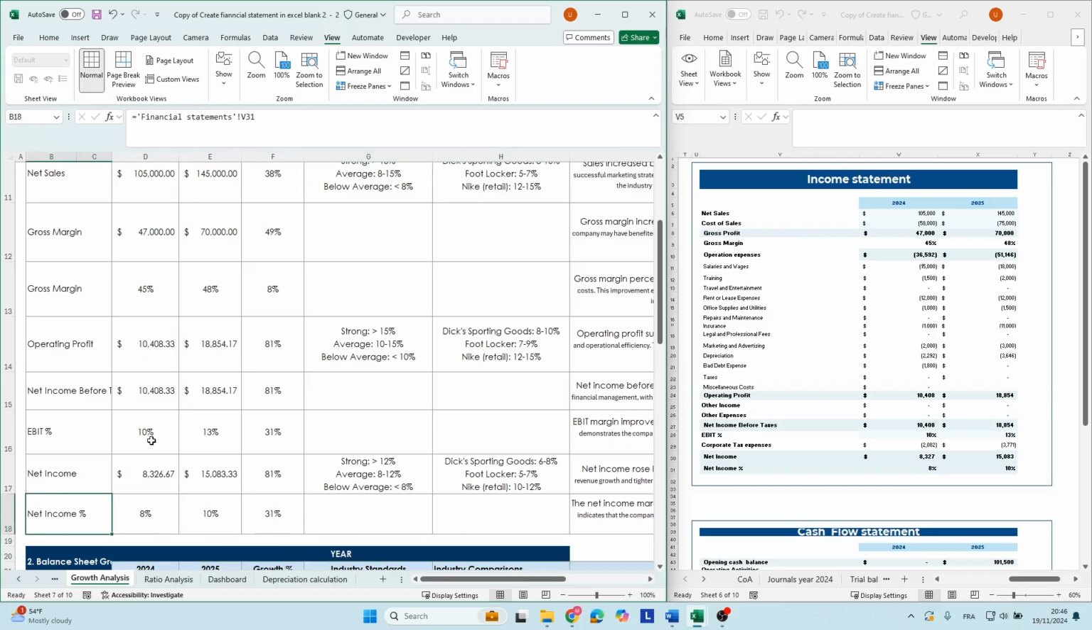Then we have net income percentage, which moves from 8% to 10%, with 31% as growth. This growth reflects not only improved operation efficiency, but also strong financial performance across all areas, signaling a robust profit generation model.